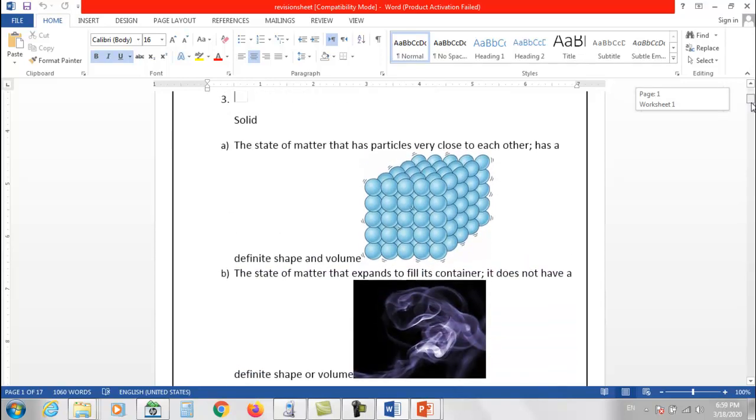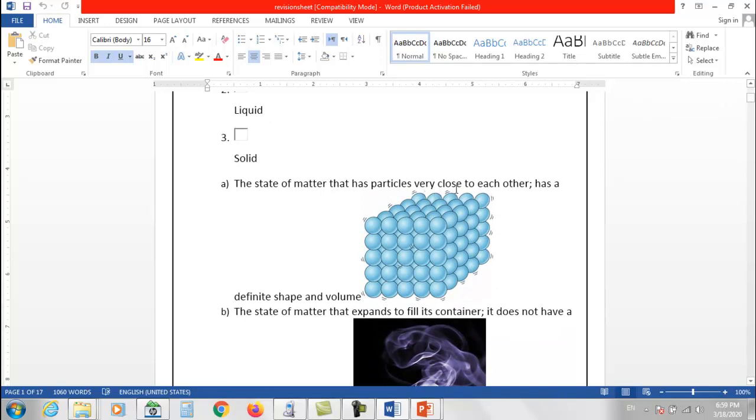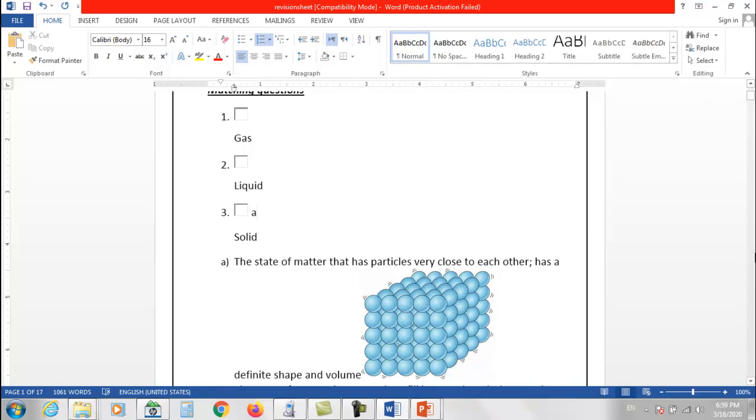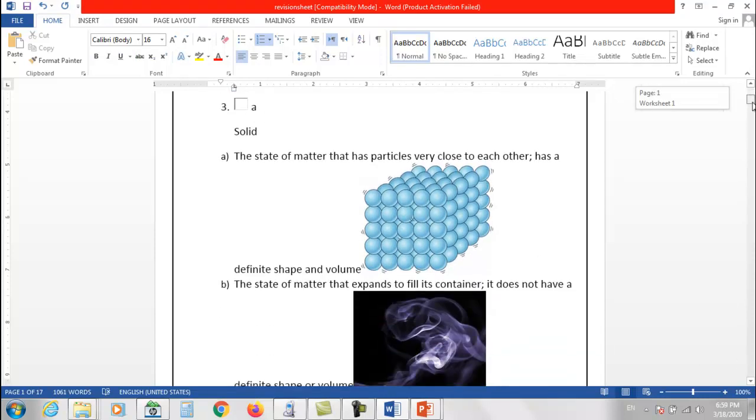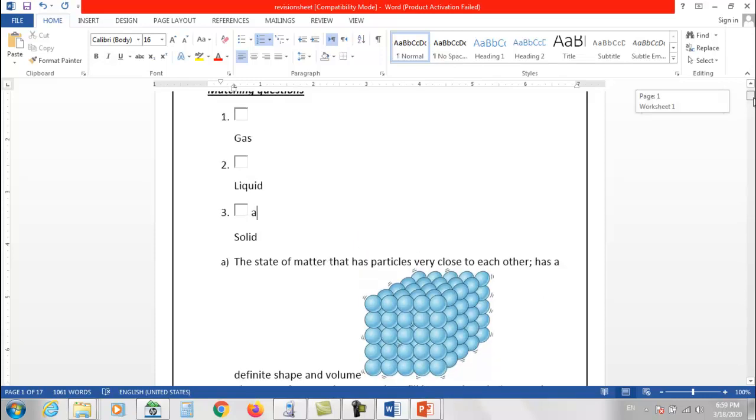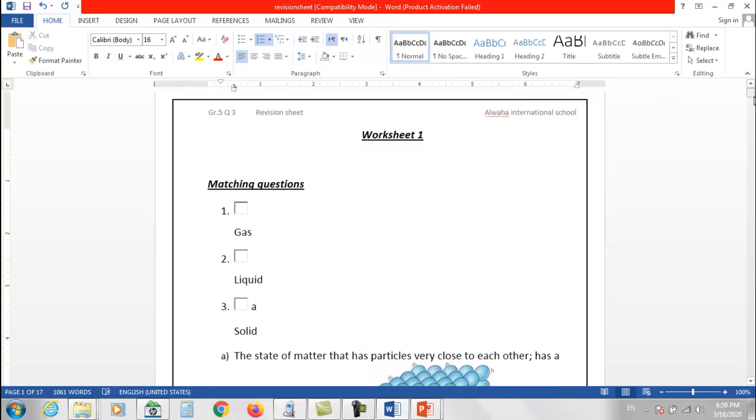definitions. The state of matter that has particles very close to each other. Which one? Number A, with which one? Excellent, solid. So number 1 will be solid. Okay. The state of matter that expands to fill the container. It doesn't have a definite shape or volume. See, this is smoke. Okay, so it will be, excellent, gas.